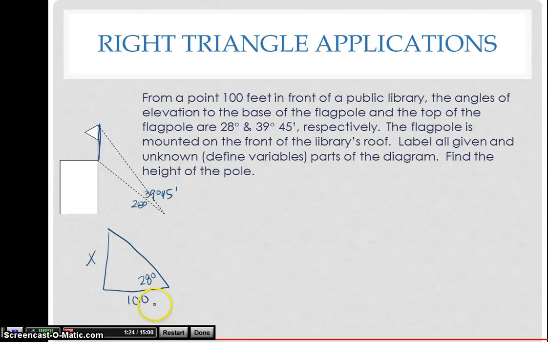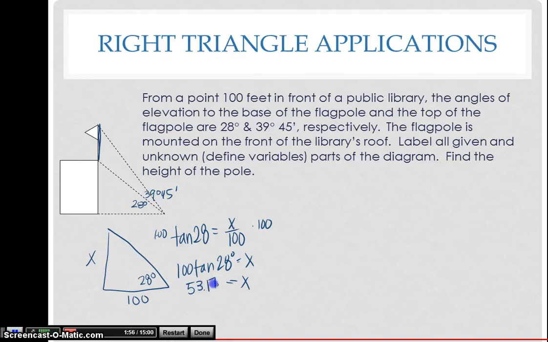We see that it's the opposite and adjacent side, so we're going to use tangent. So tangent of 28 degrees is equal to our opposite x over our adjacent, so 100. So what we want to do is solve for x by multiplying by 100 on both sides. So we want to find 100 times the tangent of 28 degrees, and that's going to give us x. We put it into the calculator, and what we're going to find is that x is equal to 53.17 feet.